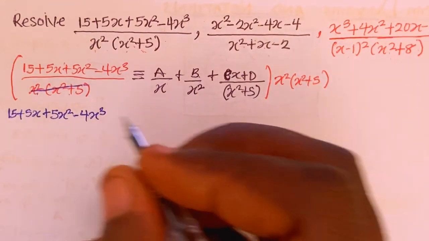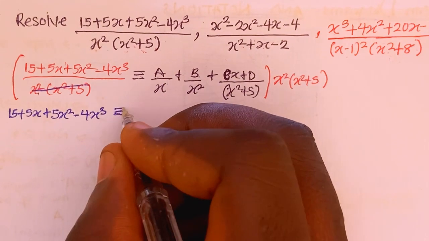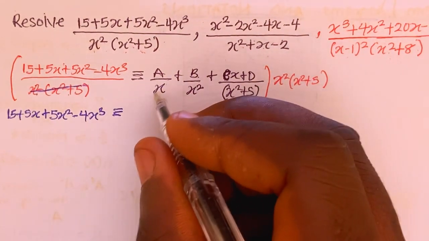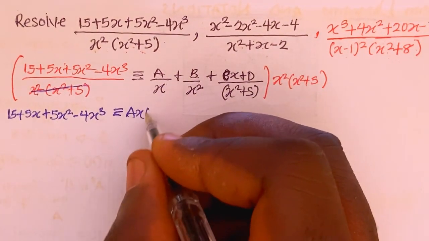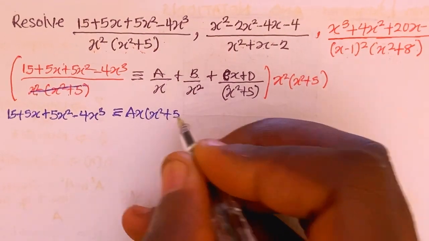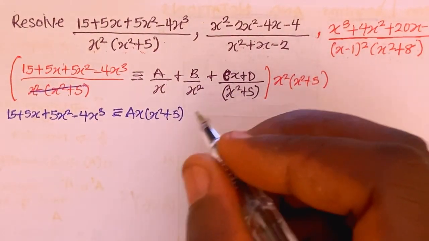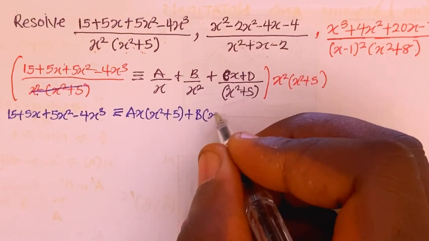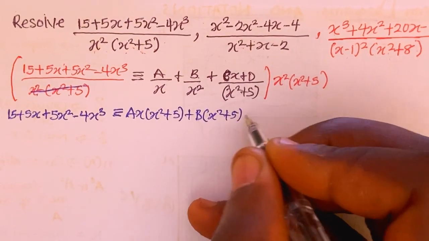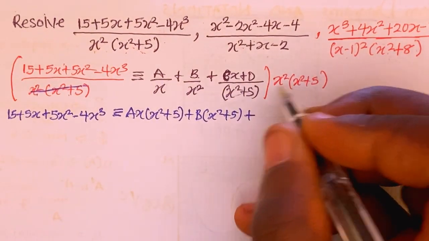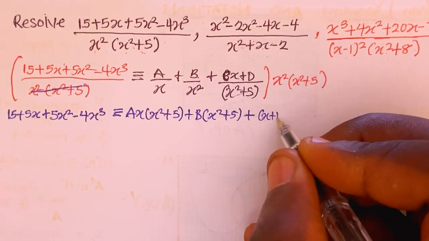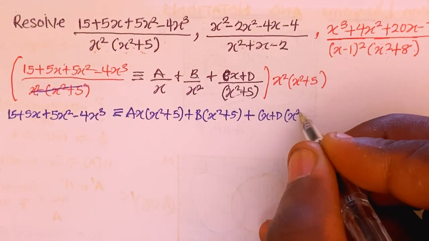Then after that, it is equivalent to, this is going to cancel one of these, so I'm having Ax into bracket x squared plus 5, right? Then this is going to cancel this, so I'm having plus B into bracket x squared plus 5. Then plus, this is going to cancel this, so I'm going to have Cx plus D into bracket x squared.